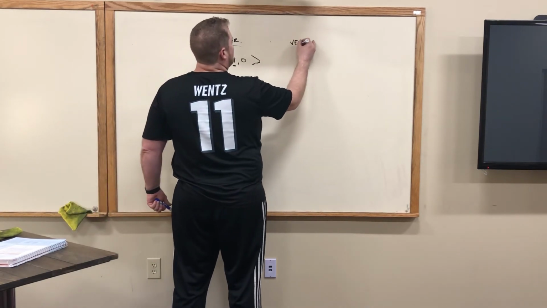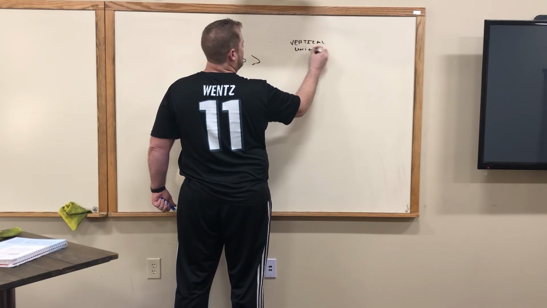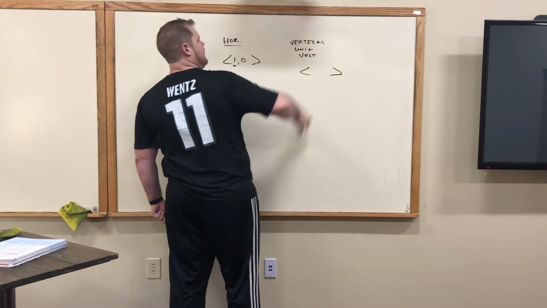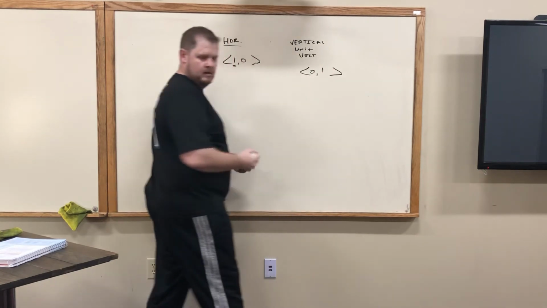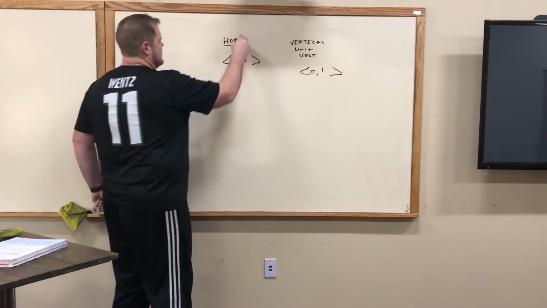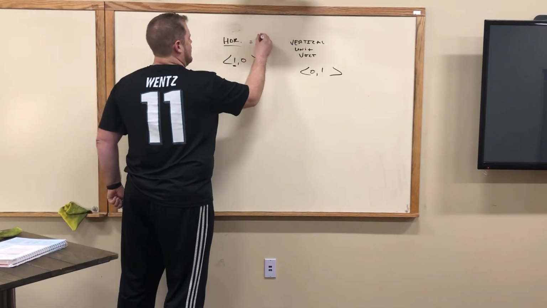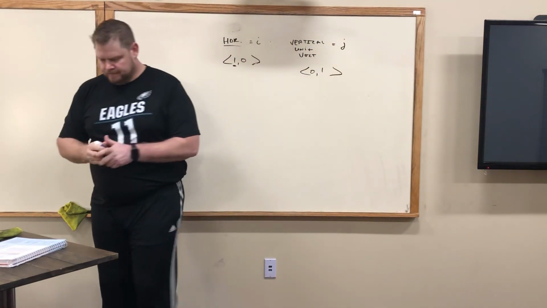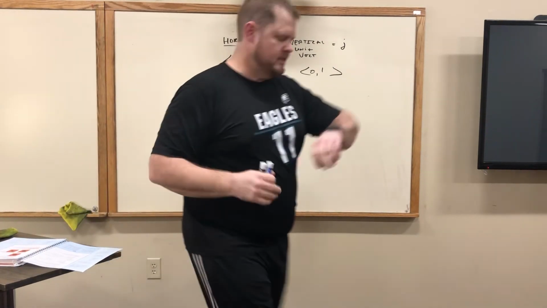What is a vertical unit vector? It's going vertically, not horizontally, so 0 and 1. It's going 1 up or down. This one is represented by lowercase i, and this one is represented by lowercase j. All right? Any questions, let me know. There's 7.5.